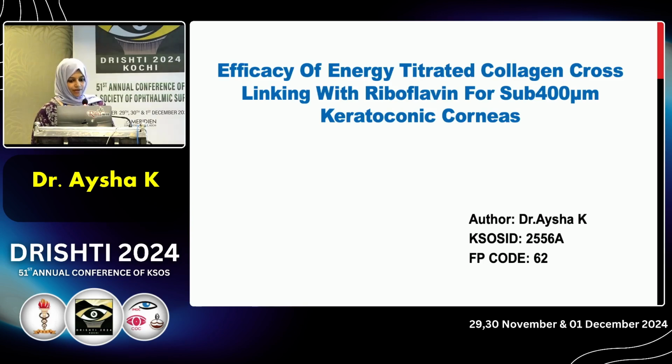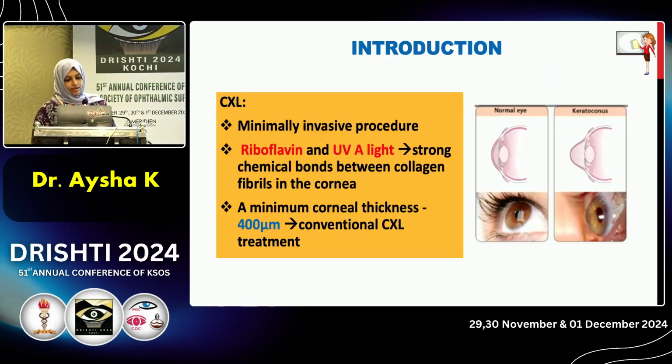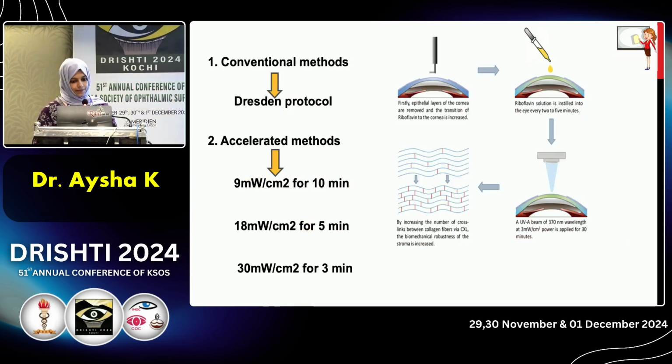Good afternoon, all. Our study topic is efficacy of energy titrated collagen cross-linking with riboflavin for sub 400 micron keratoconic corneas. Collagen cross-linking is a minimally invasive procedure in which riboflavin, a photosensitizer, and ultraviolet A light are used to form strong bonds between the collagen fibrils in the cornea. A minimum corneal thickness of 400 microns is recommended for conventional cross-linking treatment.